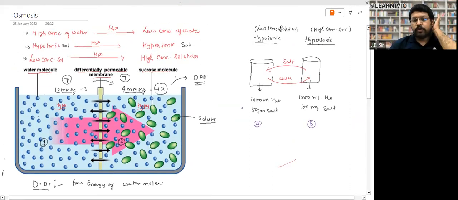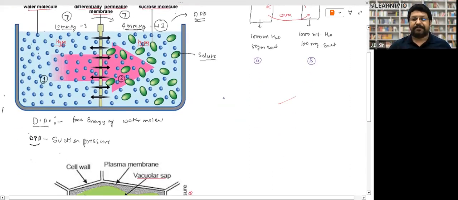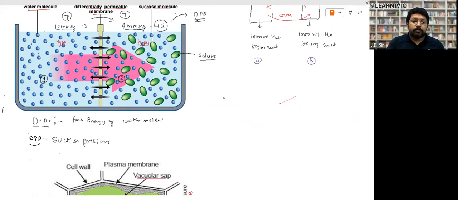So first, I want to tell you what diffusion pressure is. Pure water has more diffusion pressure. Diffusion pressure is the free energy of water molecules. Here the water molecules are in a pure state. They are free and collide freely with each other. So there is more free energy, which means there is more diffusion pressure.